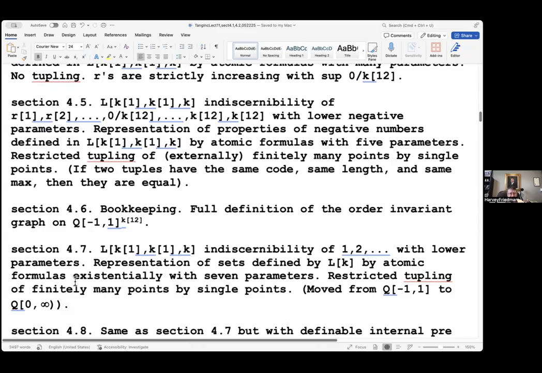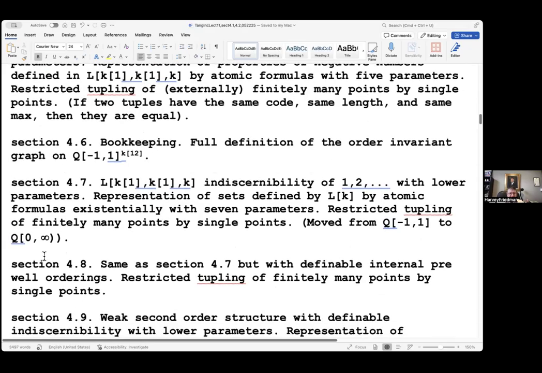Actually, it's existential. This is not quite representation by atomic formulas. We back off a little bit in order to get it defined by all the formulas. It's an existential thing with 7 parameters, but it's quite controlled, where we represent the sets. And then we have the same restricted tupling that we had here. And this all comes from moving from -1, 1 to Q0 infinity.